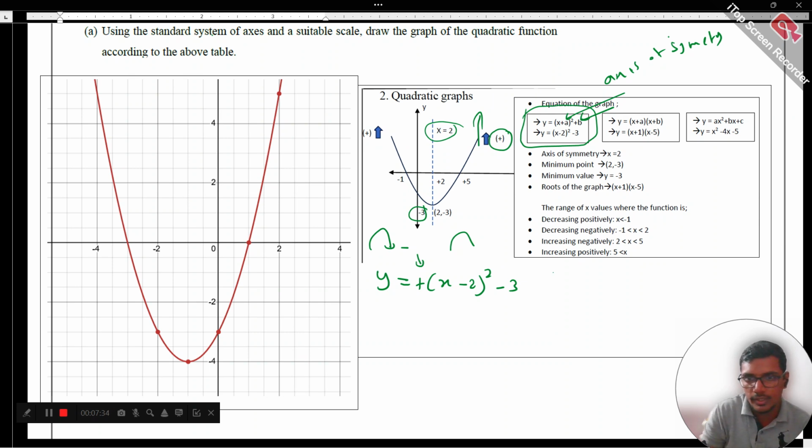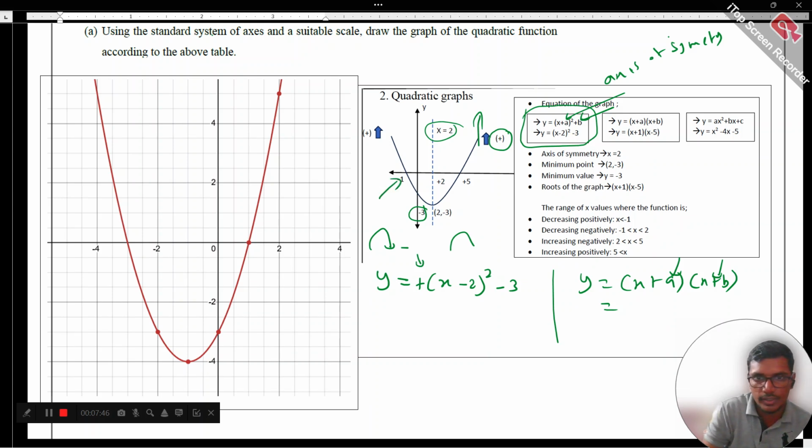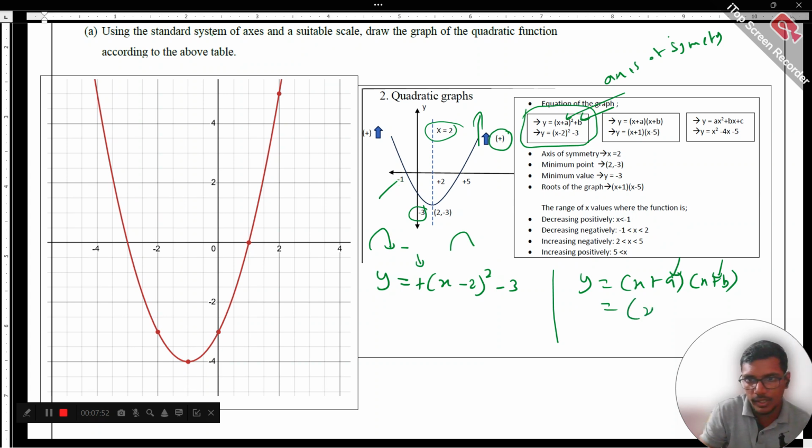If we write it in the other way, y = (x + a)(x + b) format, these are the roots of the graph. Root means where it cuts the graph. Now here it cuts at -1. It's -1, so I will be writing x + 1. The sign should be changed. Here it is +5 where it intersects. It will be x - 5.